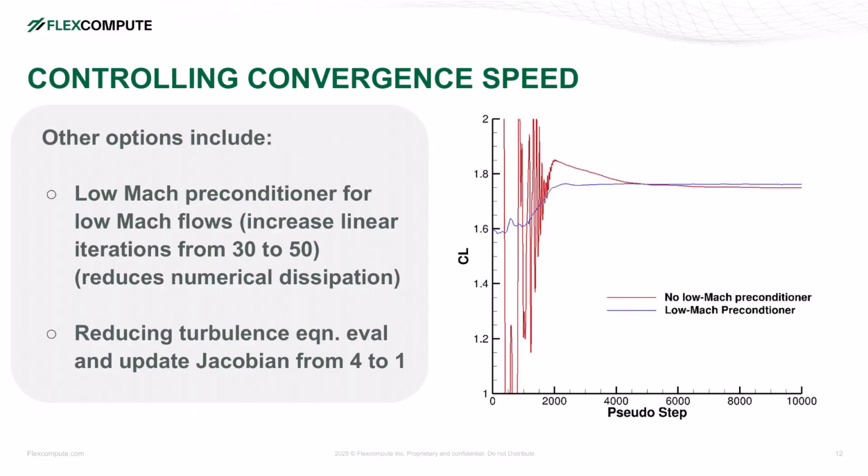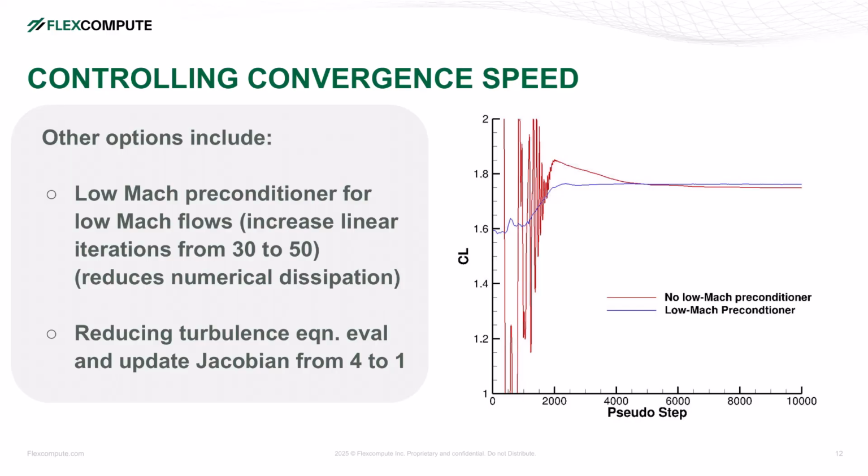If you are running low Mach number cases, you can enable the low Mach preconditioner. For Mach numbers well below 1, the low Mach preconditioner can significantly reduce the number of pseudo-steps required. When you enable it, it is recommended to increase the number of linear iterations from the default of 30 to a slightly higher value, such as 50. This often improves the rate of convergence without a large cost penalty.